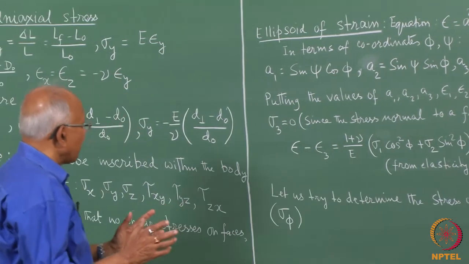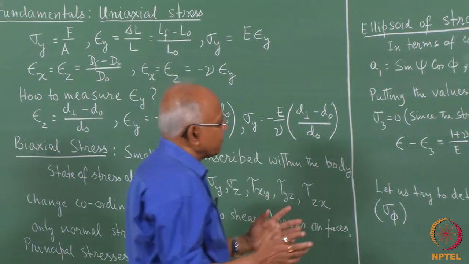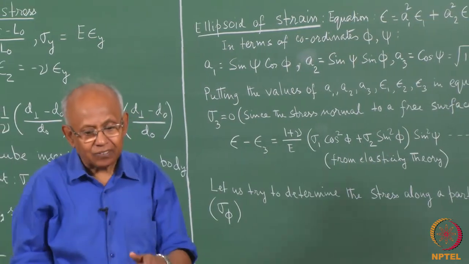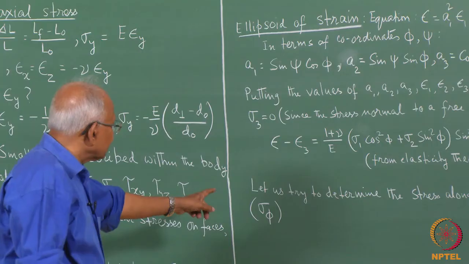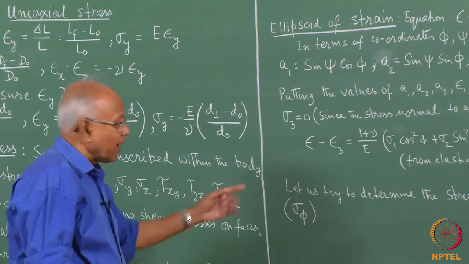Now, our job is to try to determine what should be the stress along a particular direction as we have shown here. Say for example, along a particular direction, what will be the value of sigma phi. So, this is what we are trying to find out now.